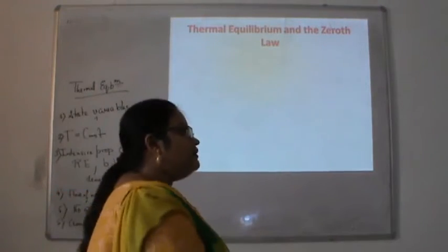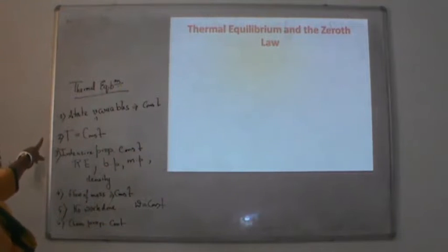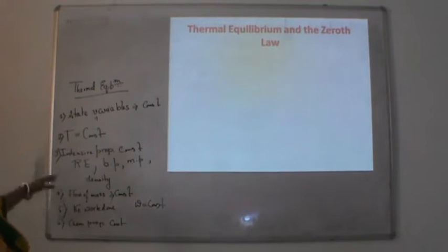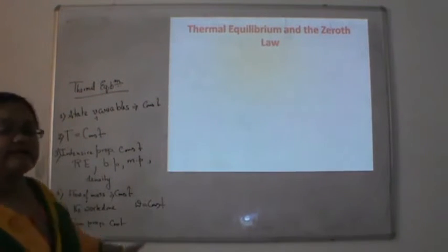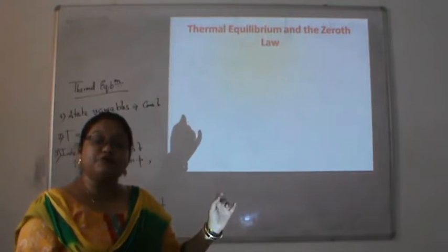So these are the criteria. State variables constant, temperature constant, intensive properties constant, flow of mass constant, no flow of matter, chemical properties remain constant. These are the criteria for thermal equilibrium.